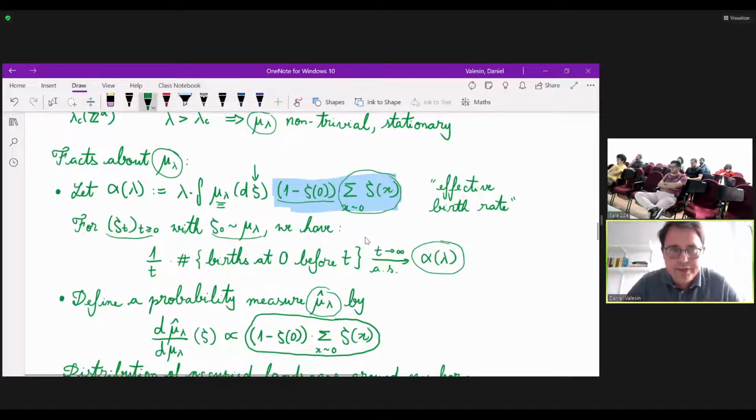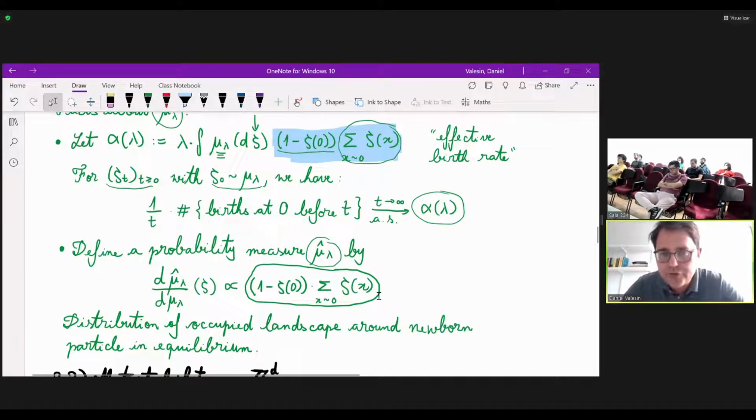The interpretation of this measure mu lambda hat is as follows. We see it as the distribution of the occupied landscape around a newborn particle in equilibrium. Again, suppose that you take the contact process in equilibrium on Z^d, and suppose that you look at a moment when there's a birth at the origin. You look at that moment, and you look in a box containing the origin. What do you see there? What is the local configuration when there is a birth? This has a probability distribution, and that probability distribution will indeed be this mu hat.